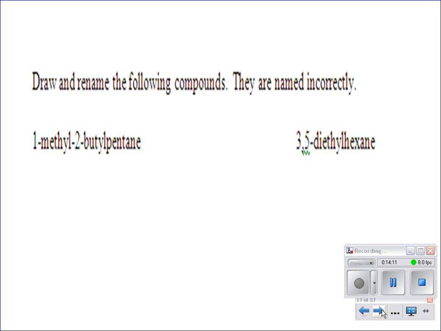Draw and rename the following compounds. They are named incorrectly. So let's go ahead and draw what it's telling us. 1-methyl-2-butylpentane. So I'm going to draw my pentane, 1, 2, 3, 4, 5. I mean, right there, a 1-methyl, you already know there's an issue. Because what does that do? It extends the longest chain.